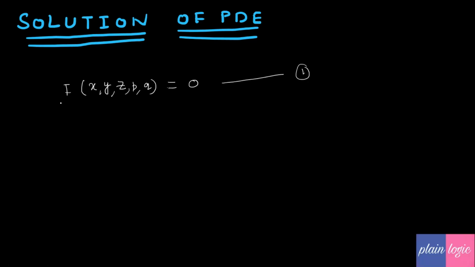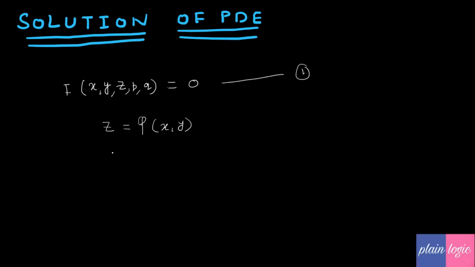And if we want to find the solution of this, then we can write phi of x, y, z is a solution if it satisfies f. Instead of writing phi of x, y, z is equal to 0, by implicit function theorem we can also write z is equal to a function of x and y.